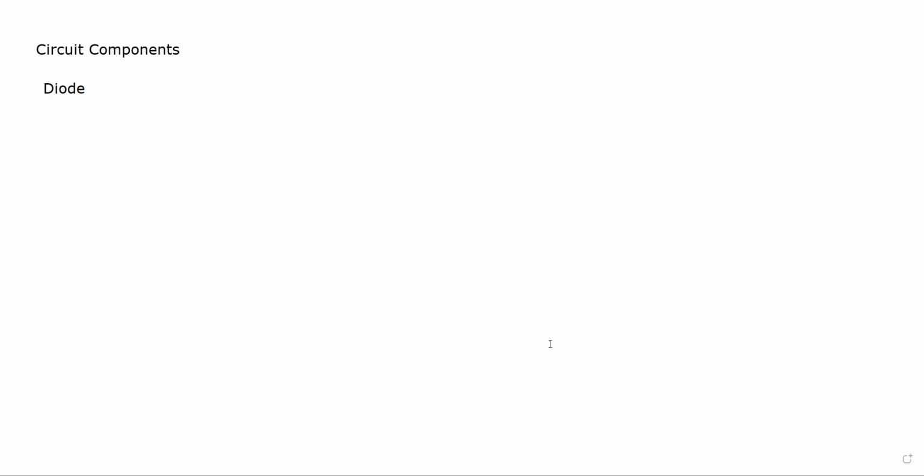You don't have to go through the internal working. There are reasons why the specific component behaves in the manner it does, but you only have to understand how it works in a circuit. So, diode: first, the circuit symbol for the diode. The circuit symbol for the diode is a triangle and a vertical line.